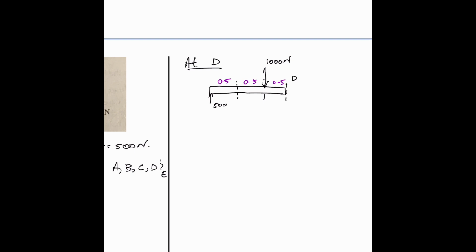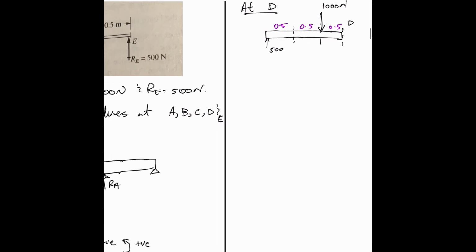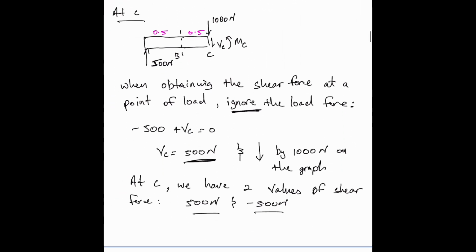Alright, so at point... no, we didn't calculate the bending moment at C. So it will be minus 500 by 1 plus MC. Remember, we take moments about point C, so the 1000 newtons wouldn't have any distance to multiply by, equal to 0. So MC is 500 newton meters.